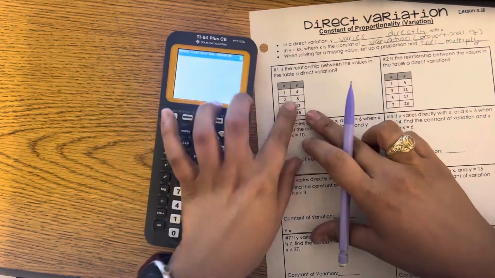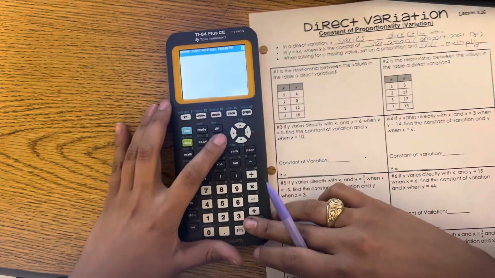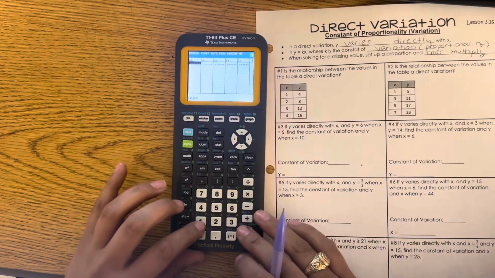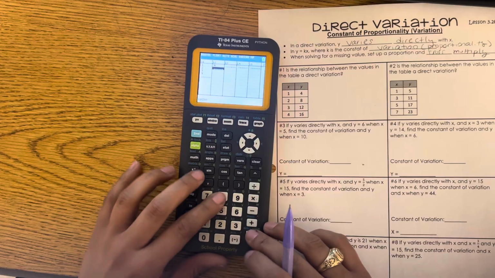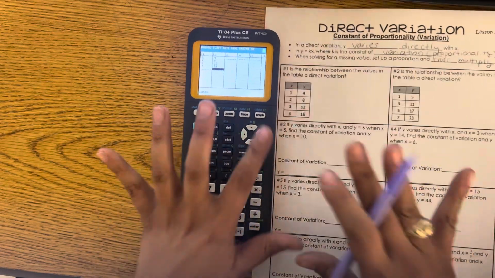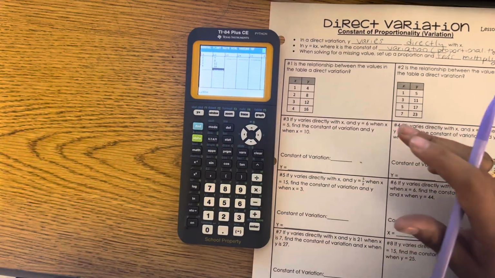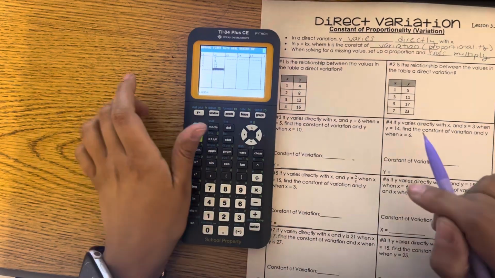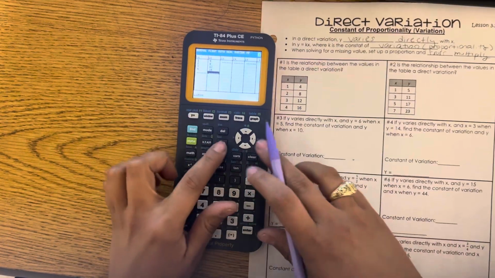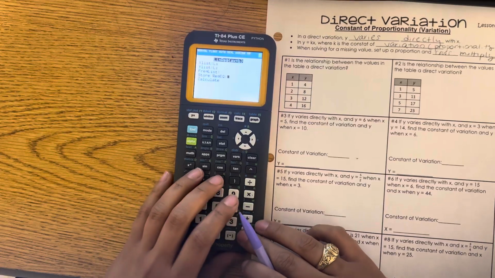But anytime we're given a table, I'm going to type into stat in my TIs. So we're going to go 1, 2, 3, 4, and then 4, 8, 12, 16. Now this has nothing to do with what we did yesterday, where we were looking for the correlation coefficient. So we're not going to turn on our diagnostic, even though you do need to remember how to do that. What we're going to do is stat, calc, 4, enter, enter, enter.